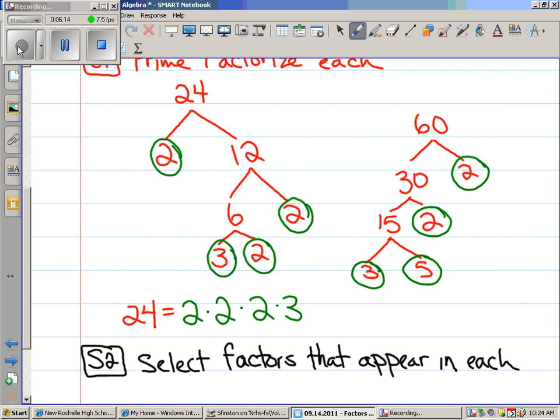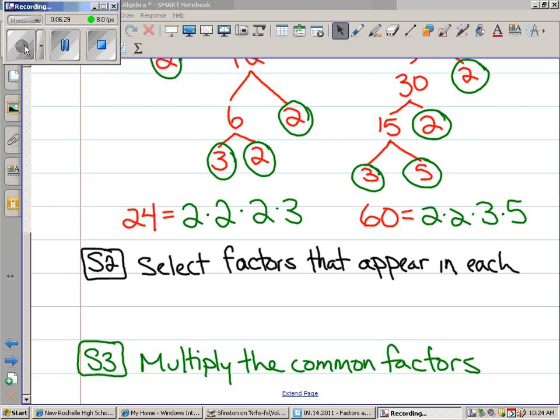And so now let's write 60 down in its prime factorized form. 60 is simply 2 times 2 times 3 times 5. That's its mathematical fingerprint.